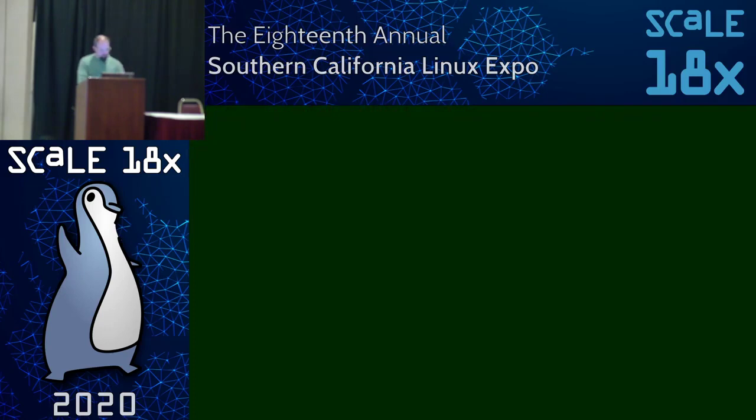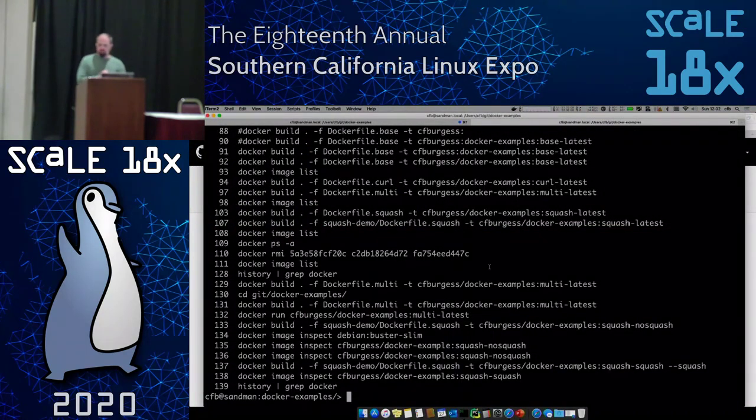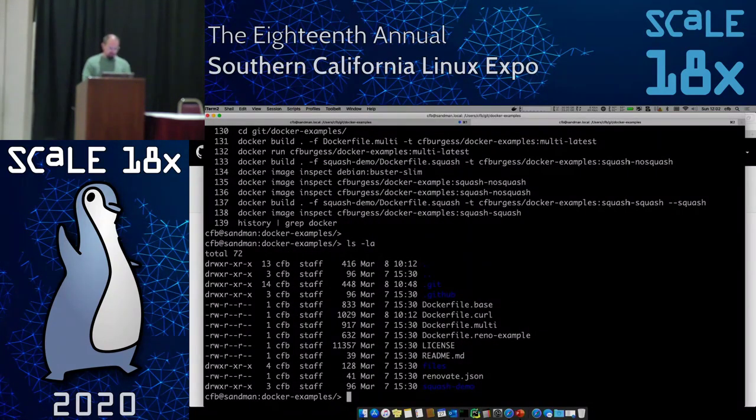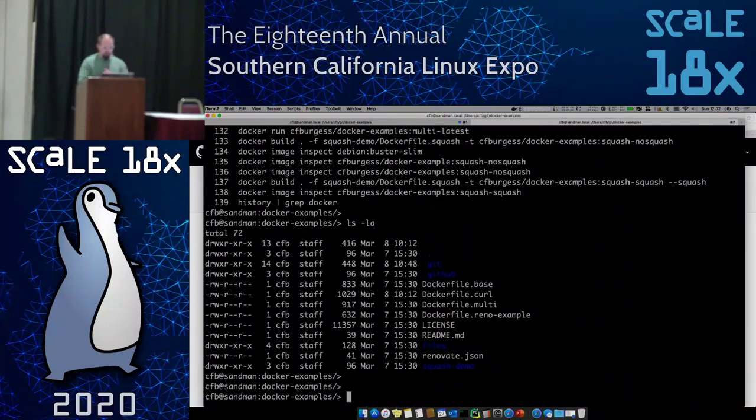I'm going to do another demo here where I'm going to show both a multi-stage build as well as a squash build real quick, once the screen catches up. Okay, in this one we're going to be in the terminal. I've got a checkout of that Docker examples repo that I was showing on GitHub previously. Everything is still in there, so again, you can see how this stuff works.